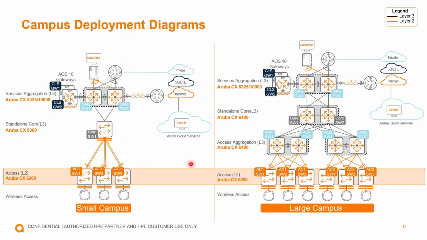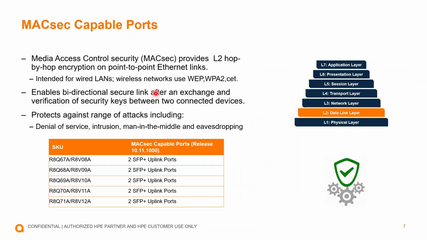Aruba's dynamic segmentation is the key to our 6200 access switches. Regardless of how users and IoT devices connect, consistent policies are enforced across wired and wireless networks, keeping the traffic secure and separate. Let's see the enhancements added in the 6200 modular switches one by one.